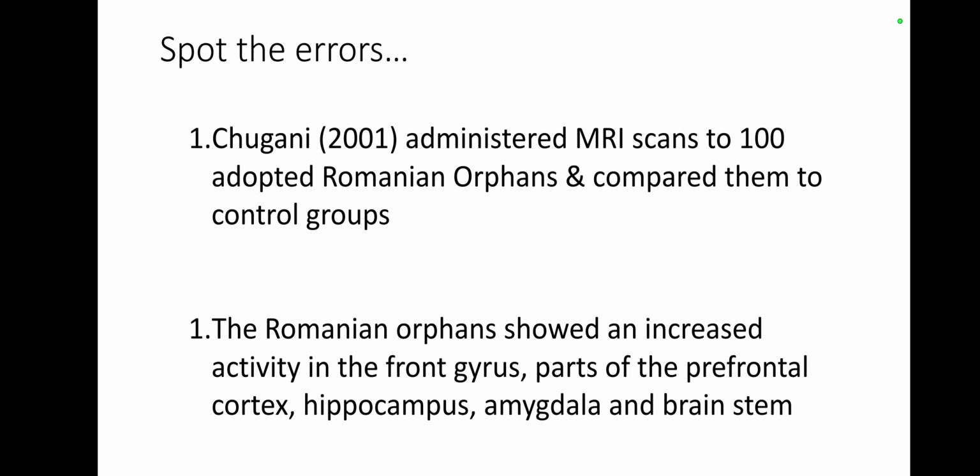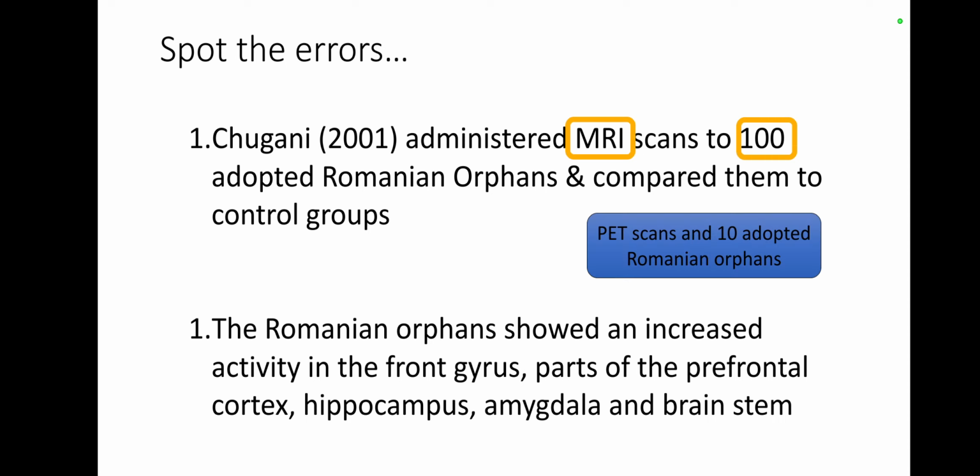Okay, spot the errors. Okay, so we've got 3 errors in total, 2 in this first statement. Did you pick up on them? First one, they were not MRI scans. Do you know what kind of scans they were? And there was not 100 of them. There was only 10. Okay, so PET scans of 10 adopted Romanian orphans.